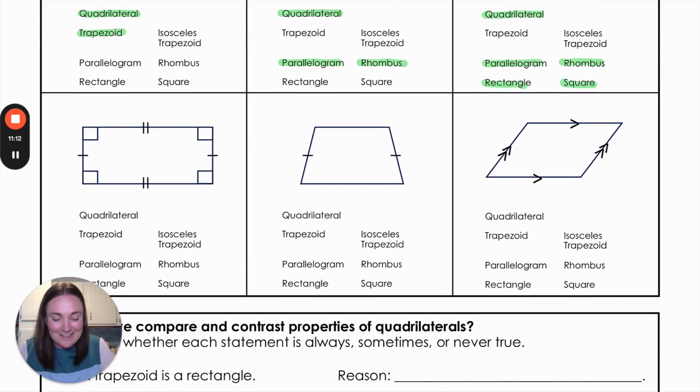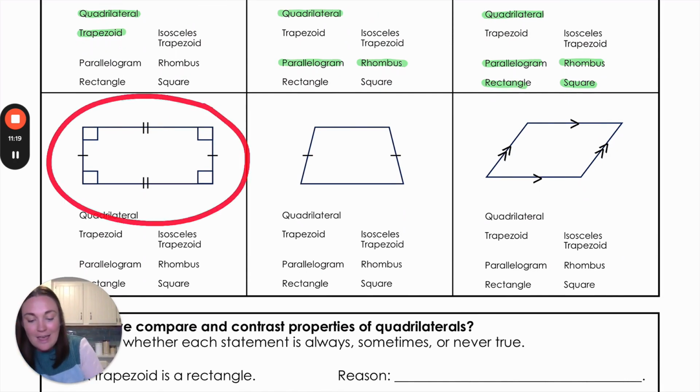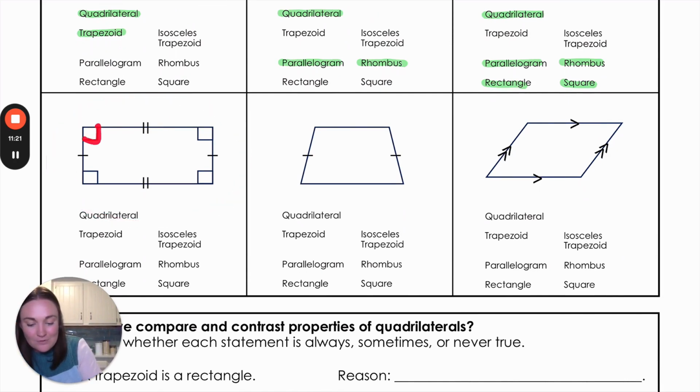All right, let's take a look at these last 3. This first one has opposite sides that are equal. We've got those 4 90-degree angles, so we know this has to be a rectangle. And above a rectangle on that family tree is a parallelogram and a quadrilateral.